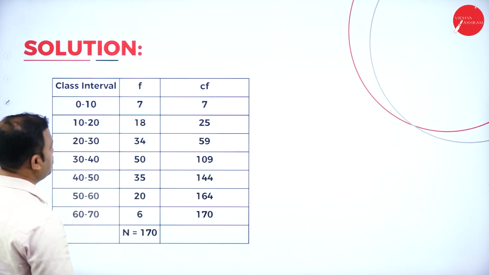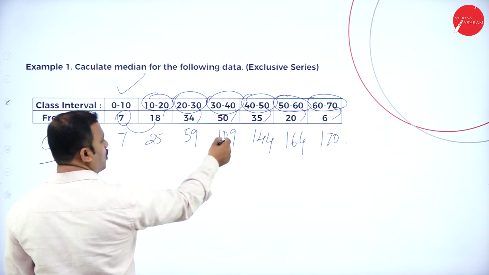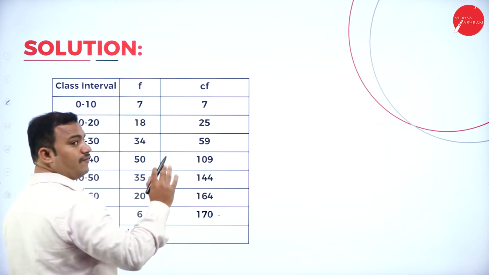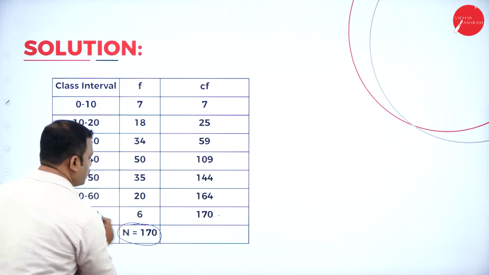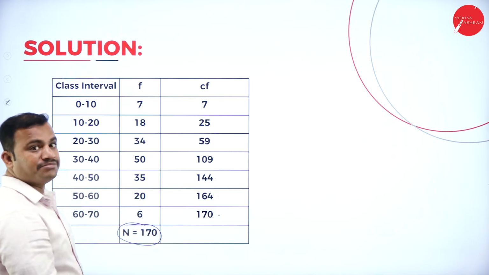Next, which is the next step? Please see here: 7, 25, 59, 109, 144, 164, 170. We have found the value of n, which is equal to 170. That means the total number of items in the list is 170.